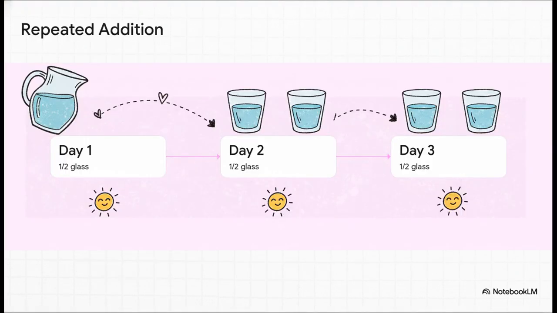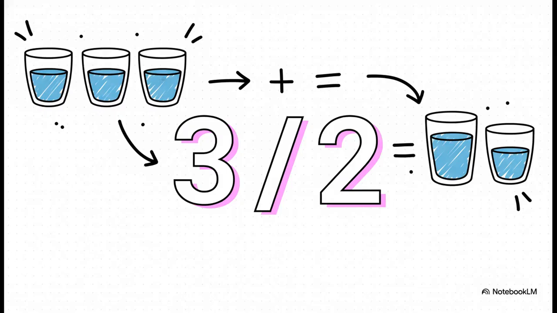Well, forget the rules for a second. Let's just think about what's actually happening. All multiplication really is just repeated addition. So, for 3 days, they had half a glass, plus another half a glass, plus a third half a glass. And if you add up those 3 halves, what do you get? You get 3 halves, or 3/2.